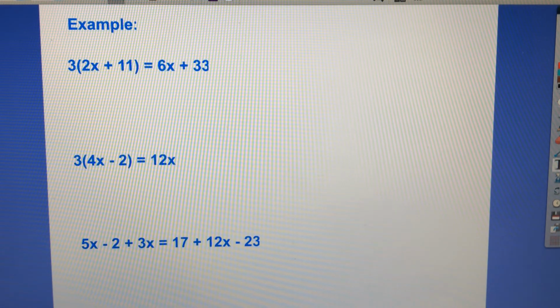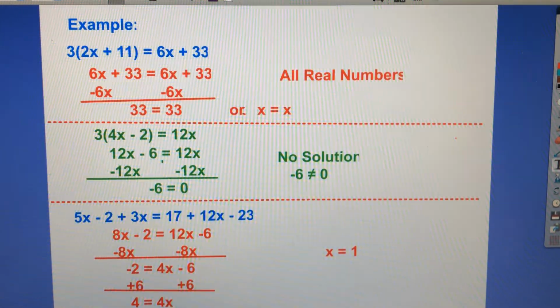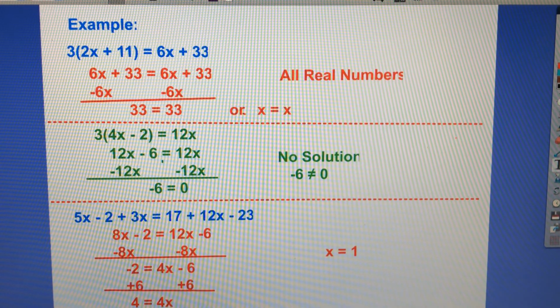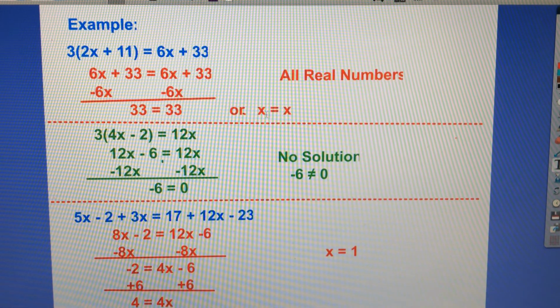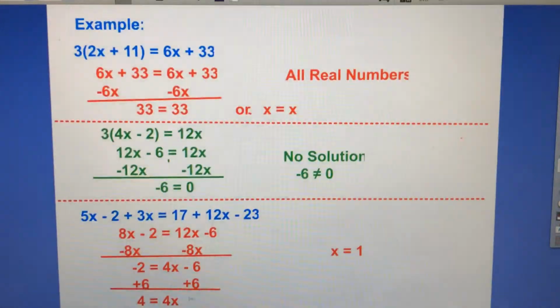Welcome back. Let's take a look at the answers. My first one, 33 equals 33. Or you would have had 6x equals 6x, divide by 6, and x equals x, means my solution is all real numbers. My next one, I get two constants that do not equal each other, no solution. And my last one was a basic equation, and I was able to solve for x equals 4. Just because this says 4 equals 4x, that's not the same. There's a variable on one side, okay? So be careful.